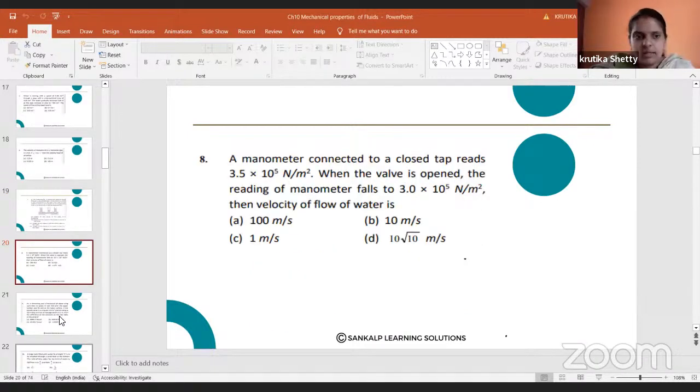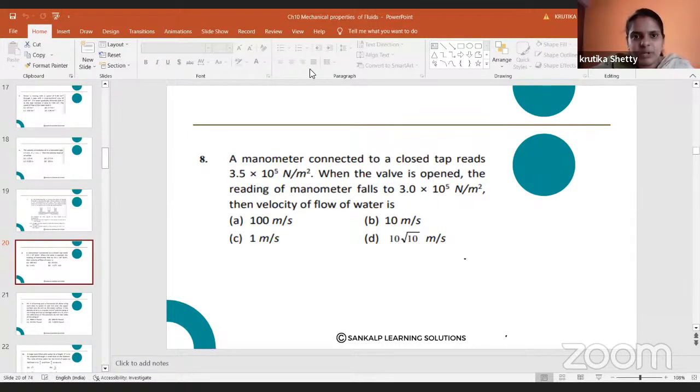Okay. So the next question is, a manometer connected to a closed tap reads 3.5 into 10 raised to 5 Newton per meter square. When the valve is opened, the reading of manometer falls to 3 into 10 raised to 5 Newton per meter square. Then the velocity of the water is. So they are asking the velocity of the water. What we can do here, the manometer is used to measure the pressure here, right?